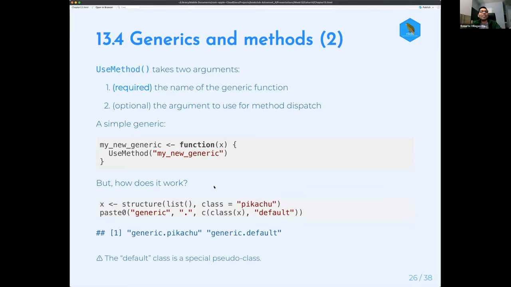But how does it work? In the background, what's happening is that it generates a vector of methods. So you can picture it like this. You have your object x with class Pikachu. And then it's generating generic.Pikachu, and then generic.default. So it will fall back to that if, I don't know, you create an object and call it Raichu. So Raichu doesn't exist, it falls back to the default.